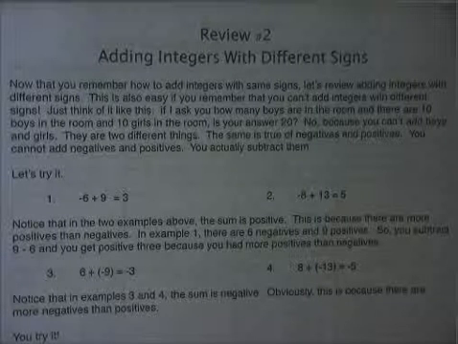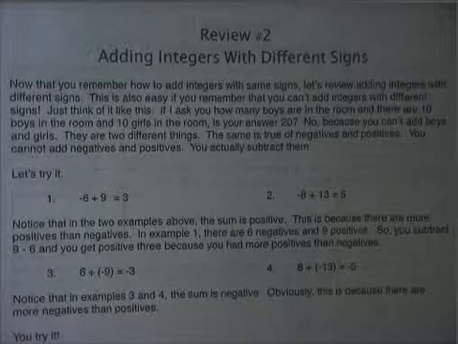So now that you remember how to add integers with same signs, let's review adding integers with different signs. This is also easy if you remember that you can't add integers with different signs. Just think of it like this. If I ask you how many boys are in the room, and there are 10 boys in the room and 10 girls in the room, is your answer 20? No, because you can't add boys and girls. They are two different things. The same is true of negatives and positives. You cannot add negatives and positives. You actually subtract them.